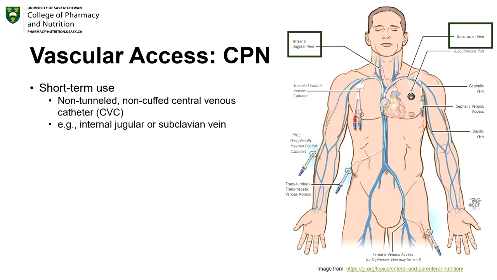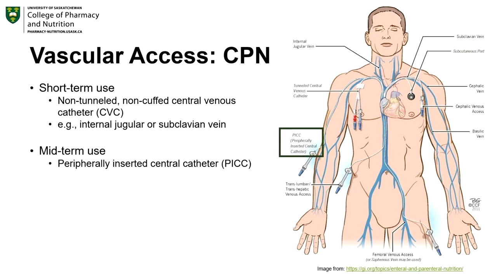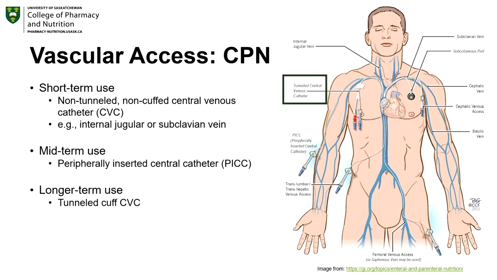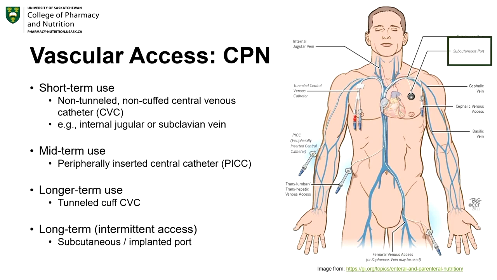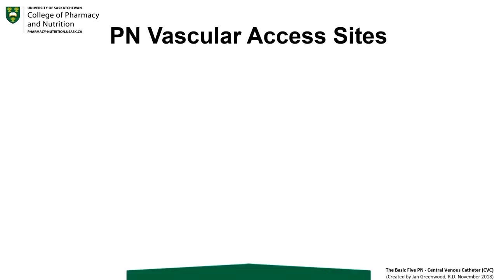Non-tunnel, non-cuffed central venous catheters, such as those inserted in the internal jugular or subclavian vein, are used for short-term. PICC lines are used for short-term or in the instance where a PICC line is already inserted, which is more likely in certain populations, like the critically ill. An individual can be started on PN via a PICC line. These can be inserted by nurses at the bedside who have specialized training or physicians. The tunneled cuff CVC is for longer-term use, and subcutaneous or implanted ports are for long-term use with intermittent access.